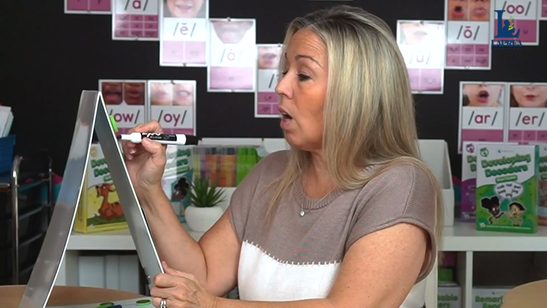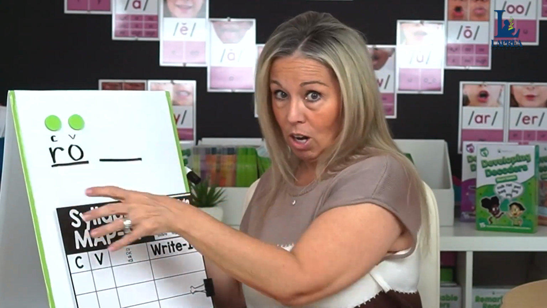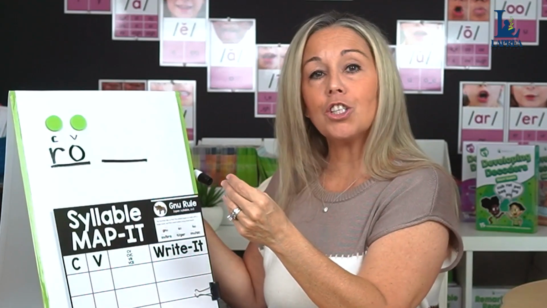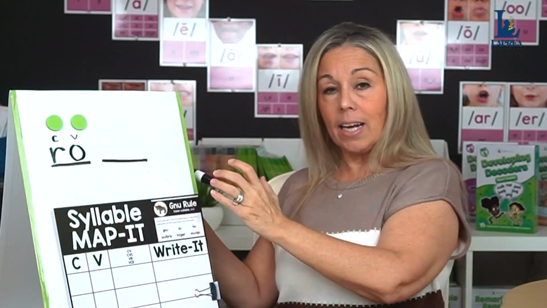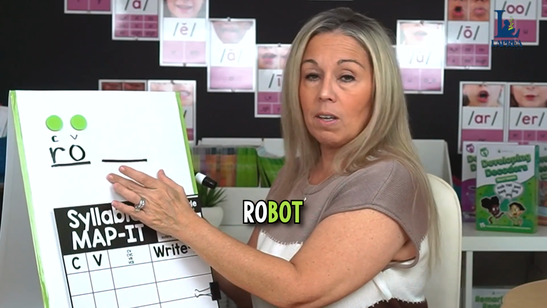So we're going to do consonant, vowel, right? This is a consonant vowel, open syllable. Now what we want to do is go to the second syllable. So we know it's robot. Now focus on that second syllable.